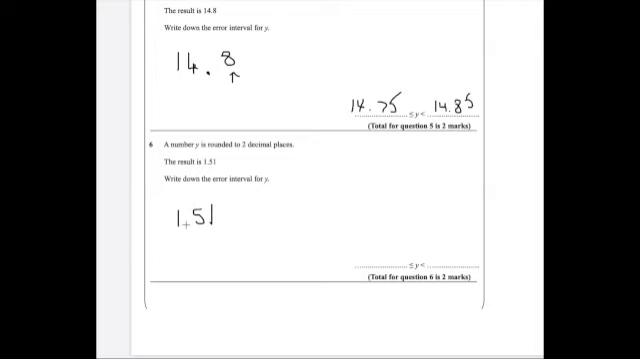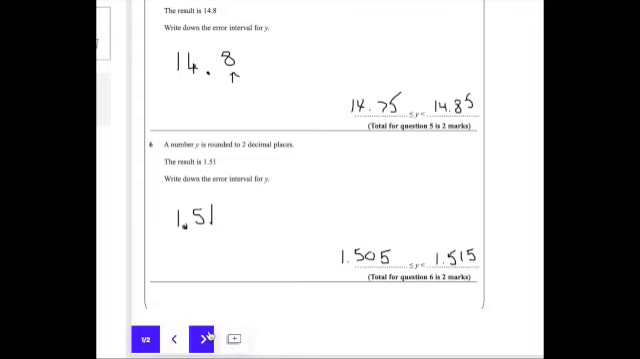Well, the next question says 1.51. Write down the error interval. So that'll be 1.505, because that's the smallest number that would round to 1.51. This is all about rounding. If you know how to round, then you understand these sort of questions and you know what to do. And then it would be 1.515, because that is the value that would then round up to 1.52. It has to be less than 1.515. There is no line underneath that less than sign, so it's not equal to 1.515.